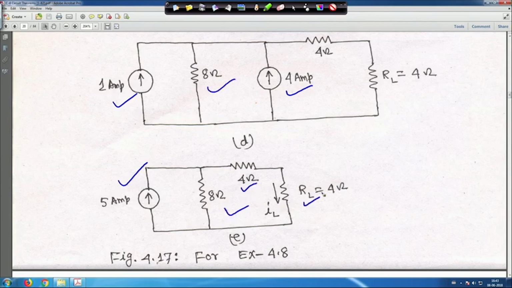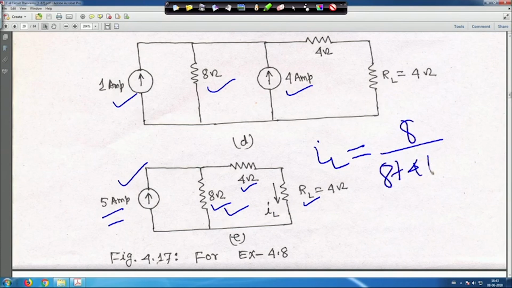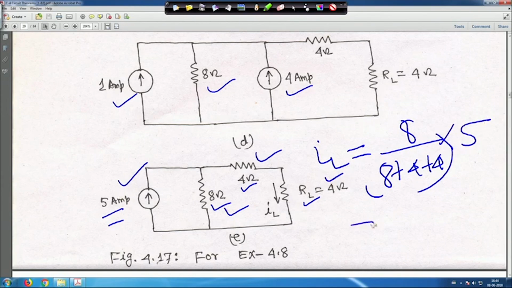From the current division method, this is also 8 ohm, and this 4 plus 4, both in series, is 8 ohm. So, the current flowing through this is 2.5 ampere, which is 5 by 2. By the current division method, IL is equal to 8 divided by 8 plus 4 plus 4, because these two are in series, into the current 5 ampere, so it will become 2.5 ampere. That is the answer, the current flowing through this.